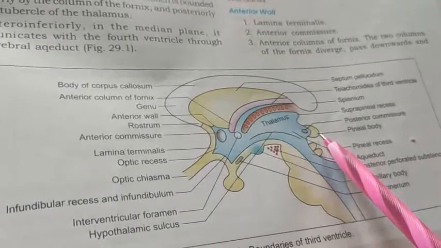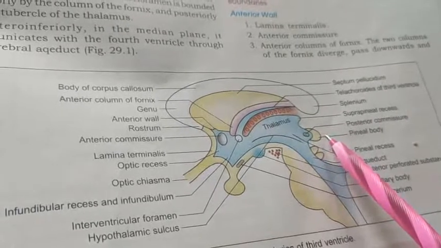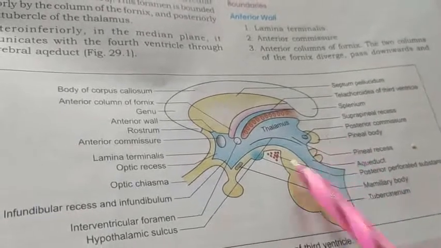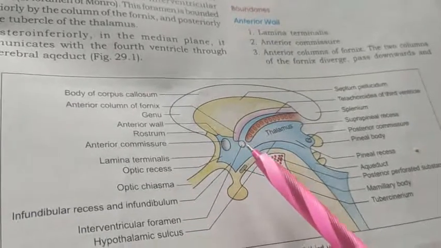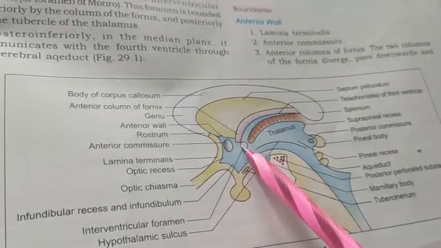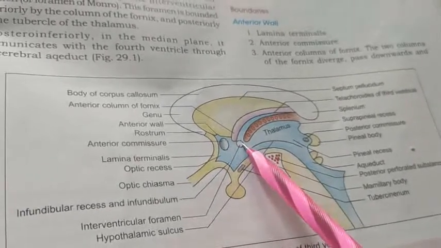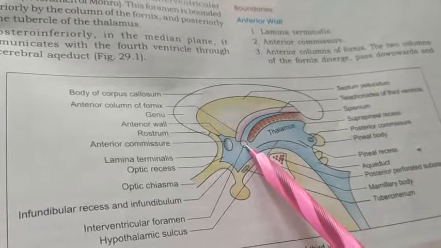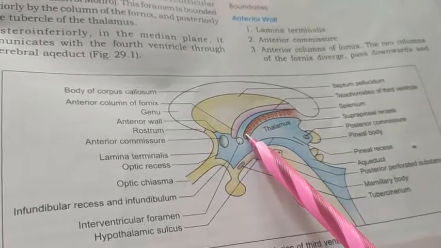Anterior superiorly on each side, it communicates with the lateral ventricle through the interventricular foramen. The lateral ventricles are seen on the lateral sides. It communicates through the interventricular foramen, also called the foramen of Monro.